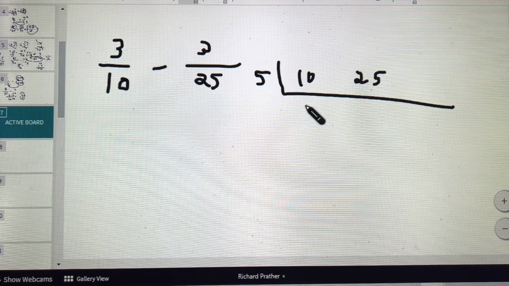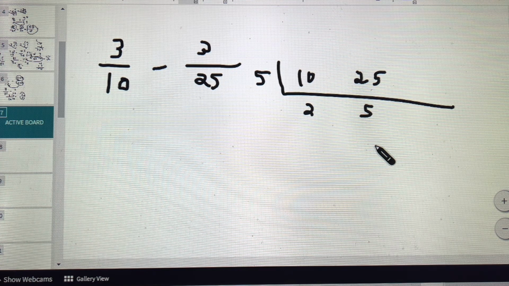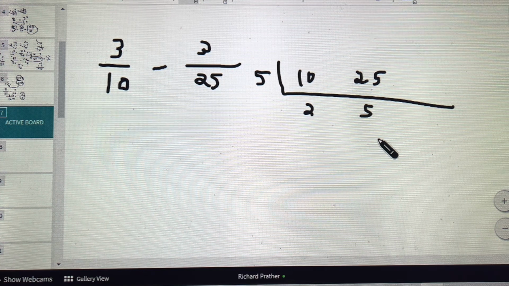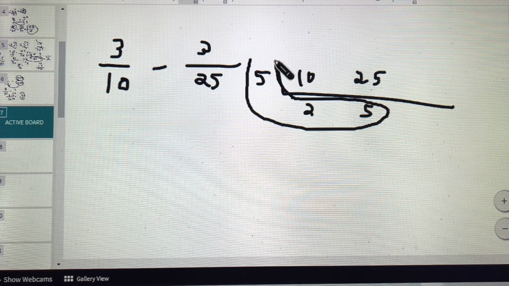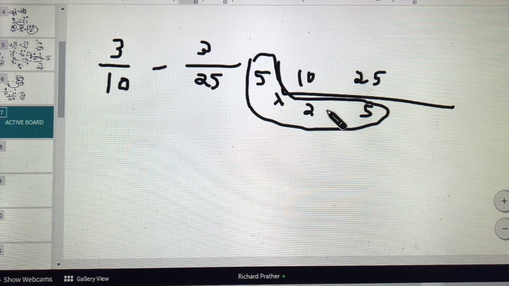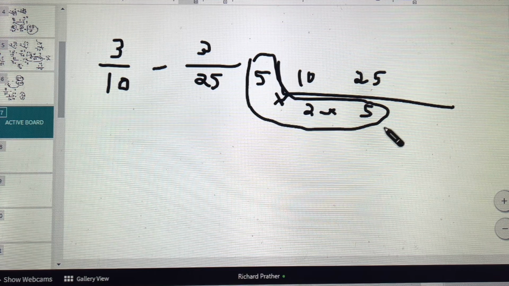10 divided by 5 is 2. 25 divided by 5 is 5. There's nothing other than 1 that both 2 and 5 divide by. So make the big L shape. 5 times 2 times 5 will be the least common denominator. 10 times 5 is 50.